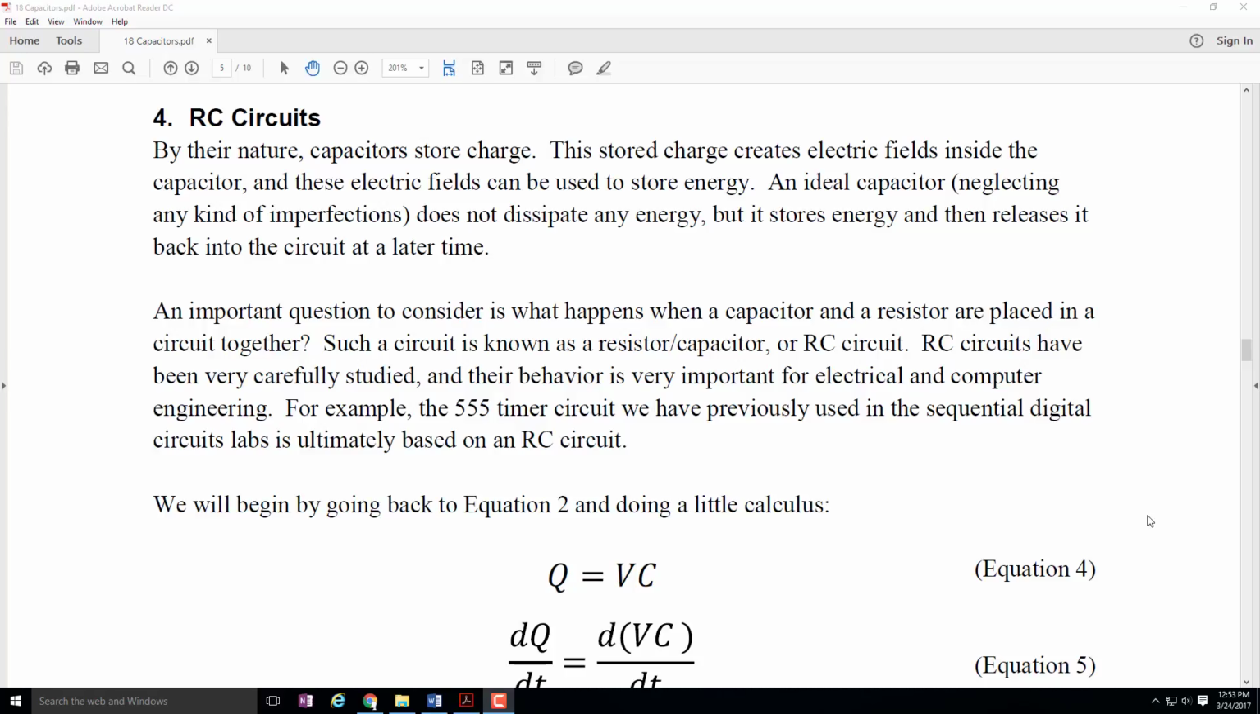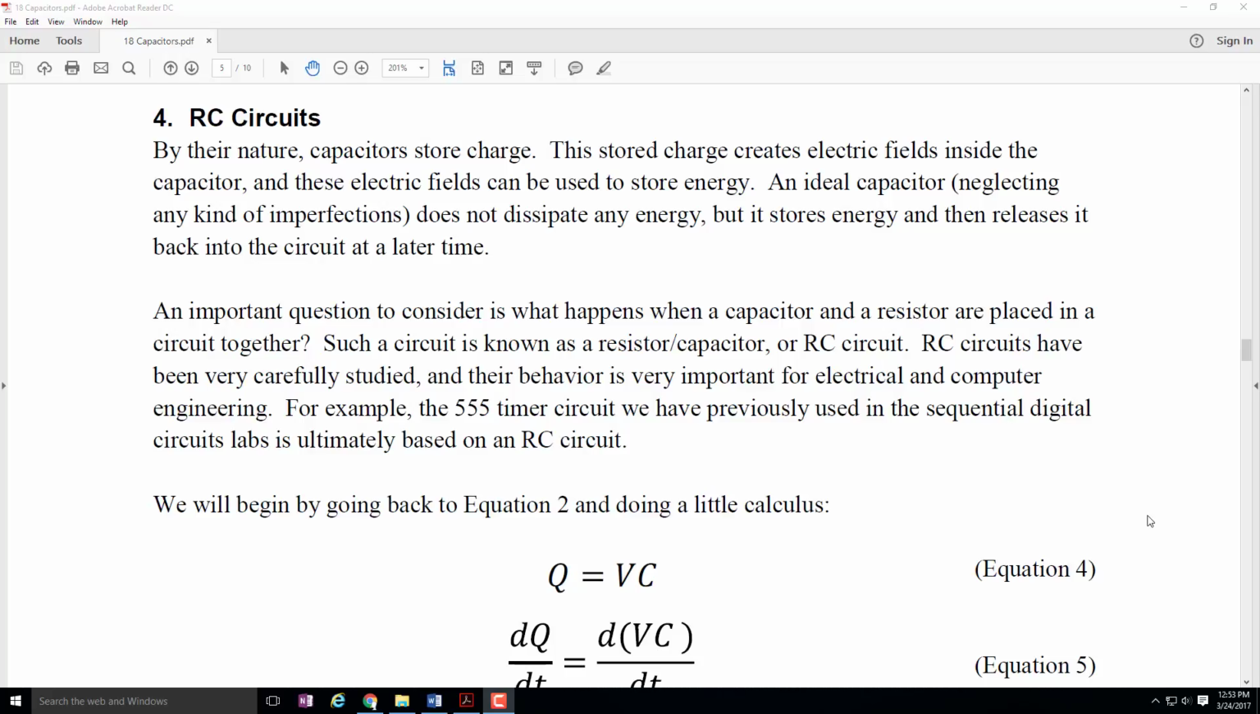So it turns out that one of the most interesting things you can do with a capacitor is to put it into a circuit with a resistor, because the capacitor cannot dissipate any energy. The capacitor can store energy, and later on it can release energy. It's sort of like an energy piggy bank. You put the energy in, it holds onto it, and then later on it gives the energy up.